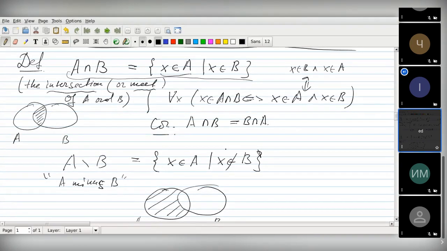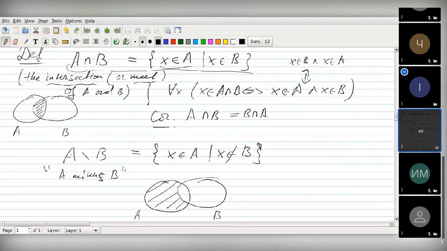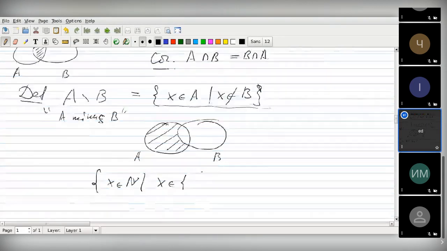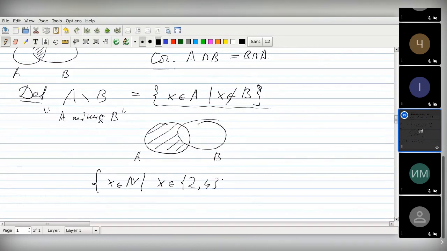Just please explain it again. What do you want me to explain again? This A minus B definition. Please. A minus B is by definition the set of all and every elements of A which don't belong to B. Just take all elements from A which don't belong to B. Say, you may take all natural numbers which don't belong to the set of 2 and 4.